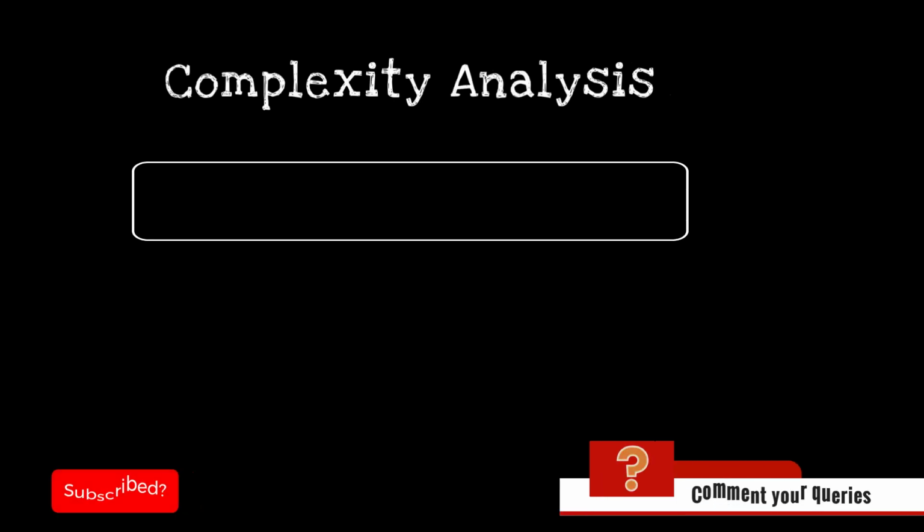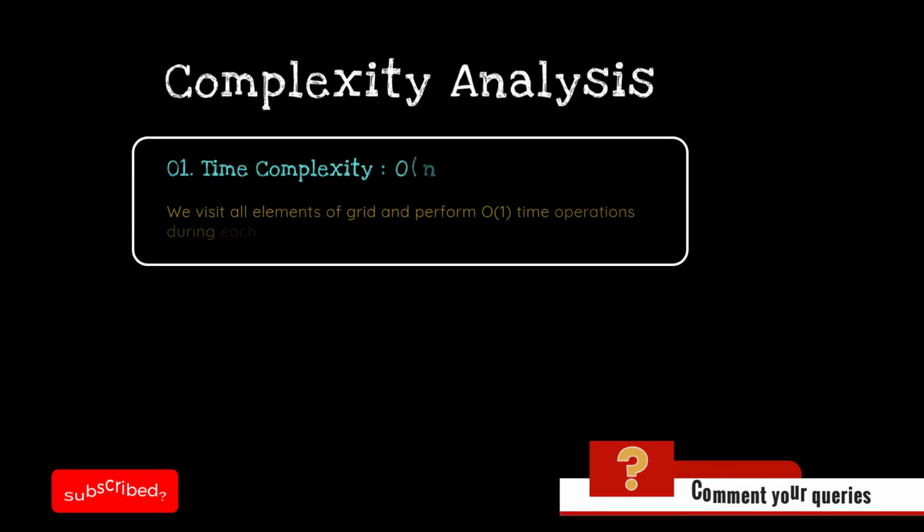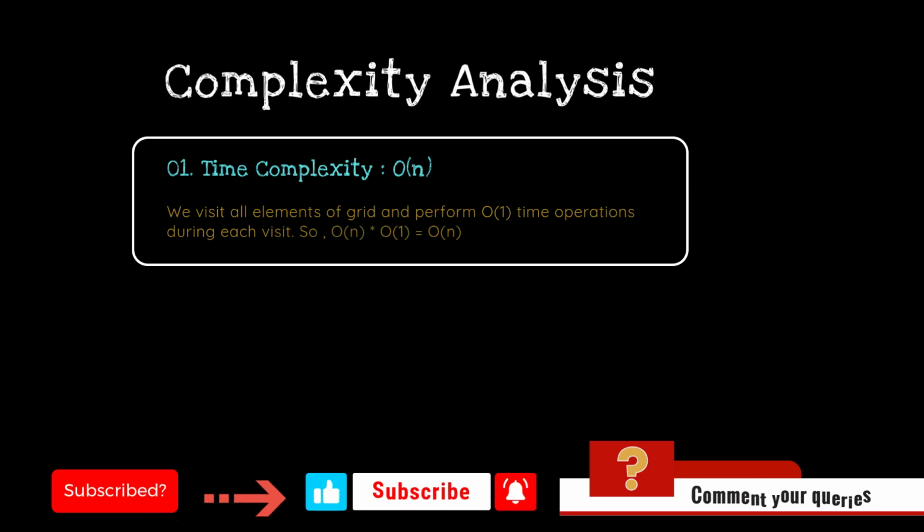We iterate over all elements of the grid and perform big O of one time operations during each visit. Thus, time complexity is big O of n. Space complexity: we do not use additional data structures to store intermediate results. Thus, space complexity is big O of 1.